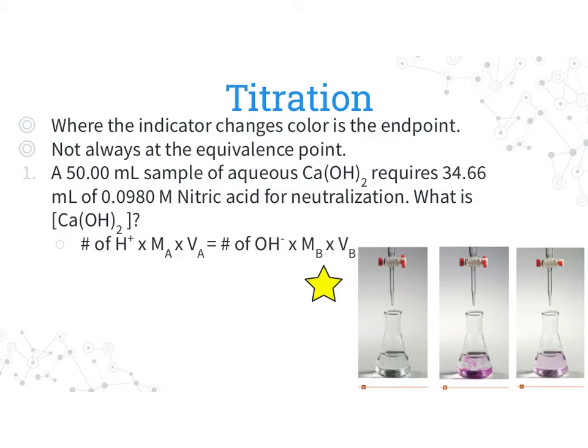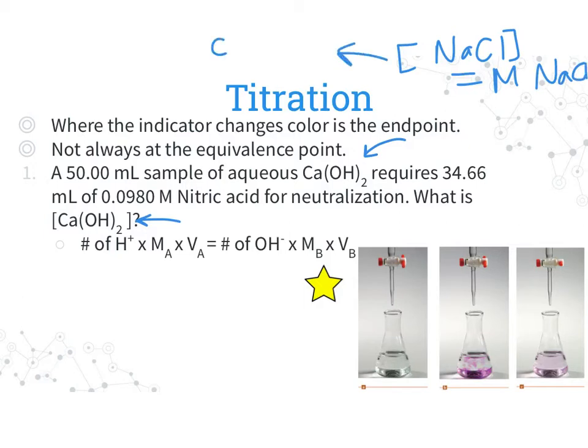So if we have some sample of this, which we don't know what the concentration is, the question is, what is that concentration? Now, when we see brackets around a compound, like say NaCl, that means it's referring to the molarity of NaCl, or the concentration. So brackets will always mean concentration from now on. It's a quick way to write it, so we don't have to write out the concentration every single time.